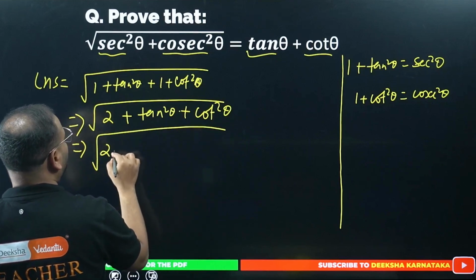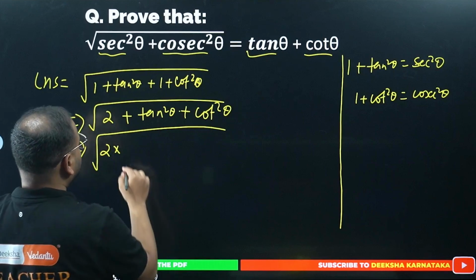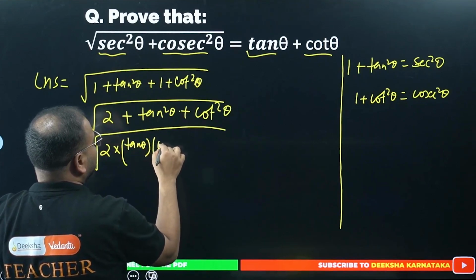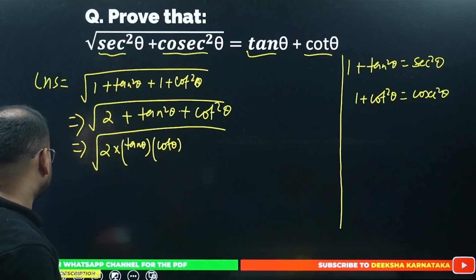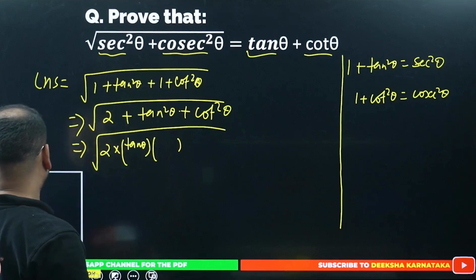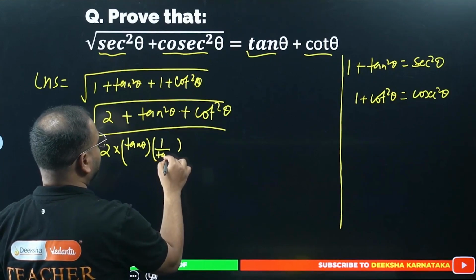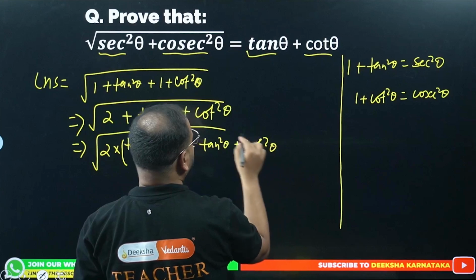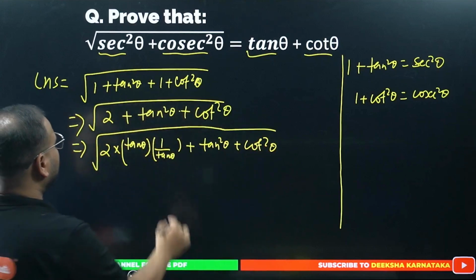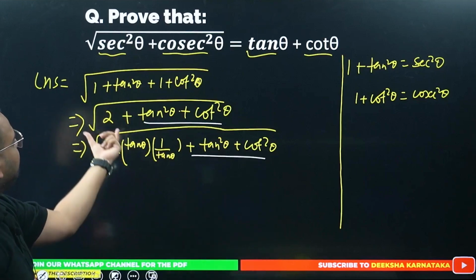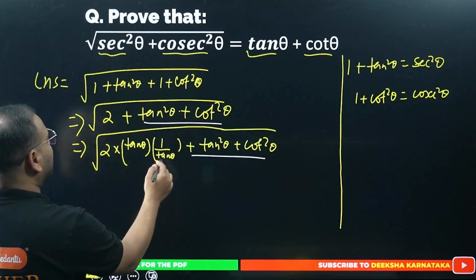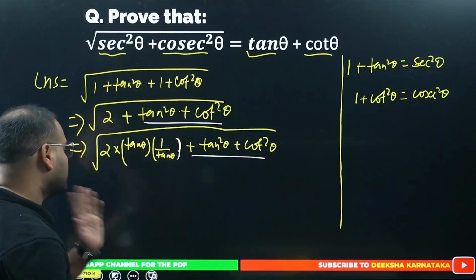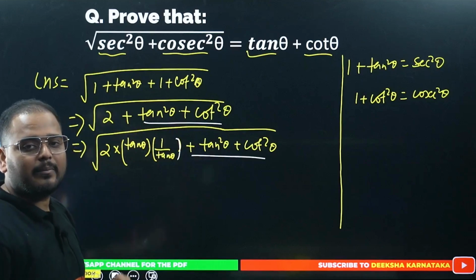Can I write 2 as 2 into 1? Okay. And I can write 1 as tan theta into 1 by tan theta. Let me write it easier: 2 into tan theta into 1 by tan theta plus tan square theta plus cot square theta. How, sir? Same thing is continuing. This part is the same. Only change we have made is in 2. 2 into 1 I wrote, and 1 I wrote as tan theta into 1 by tan theta. Why, sir? Because tan theta into 1 by tan theta is going to be 1 only, no? Tan and tan will cancel each other. So no change I have made. Just written 1 as tan theta into 1 by tan theta. No change, okay?